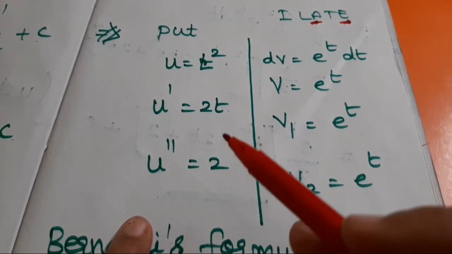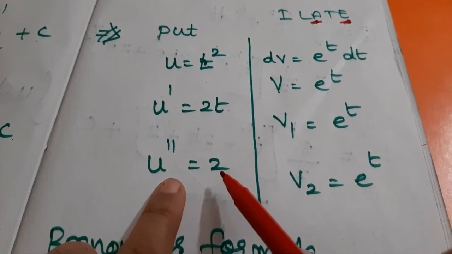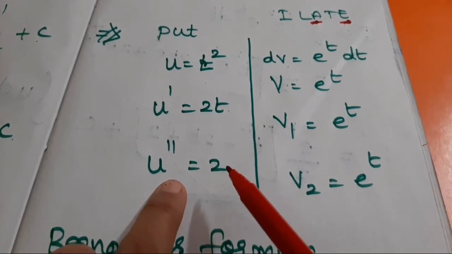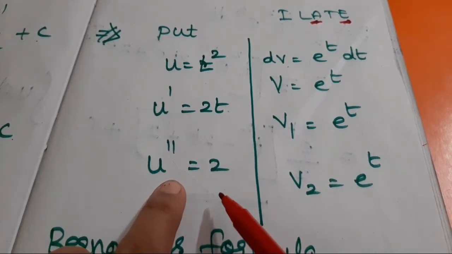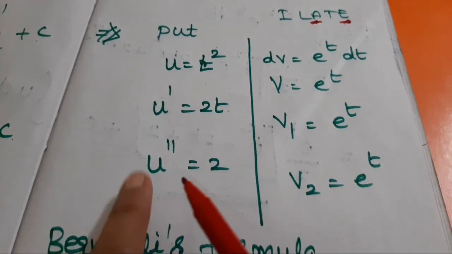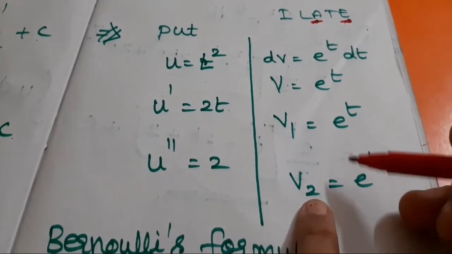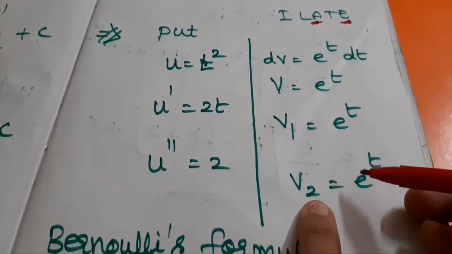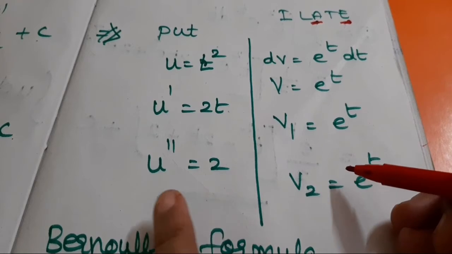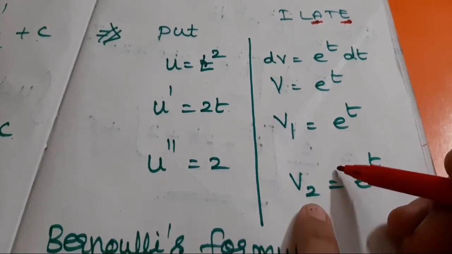Then u triple dash need not be found, because u triple dash will be 0. Once you get a constant number in the derivative, we can stop the derivative there. Here, since u double dash is found, we should find up to v2, because Bernoulli's formula involves u double dash into v2.